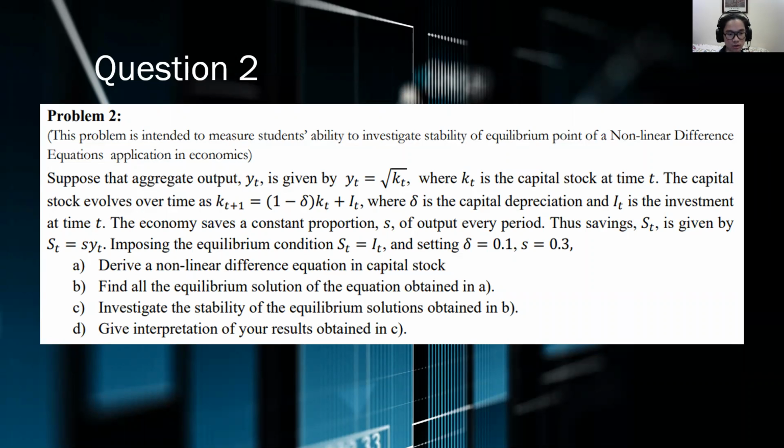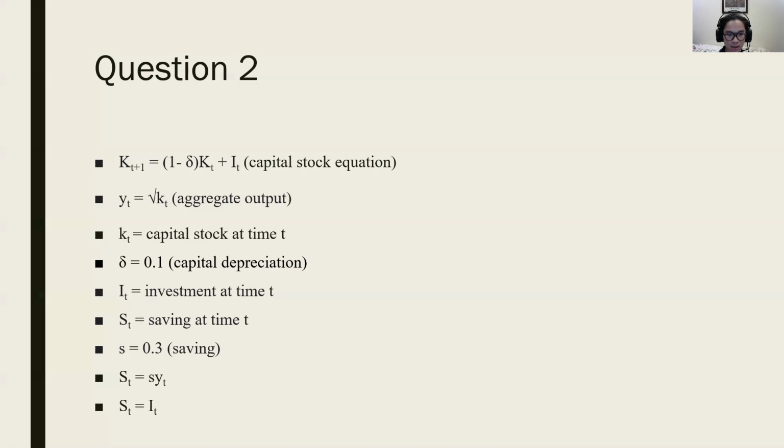First of all, we're asked to derive the nonlinear difference equation, and then B is to find the equilibrium solutions for the nonlinear difference equation, and then C is to investigate the stability, and then D is to give the interpretation of the results obtained in part C. Again, I always write down the necessary information first, so that I won't miss out.